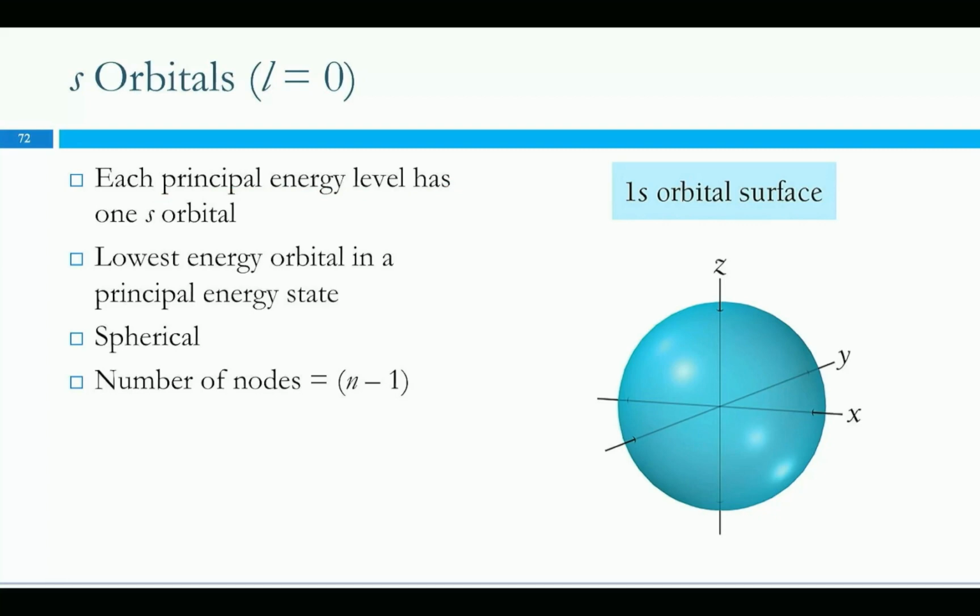Basically spheres. And then the number of nodes, radial nodes, which is the only kind that s orbitals have, is going to be n minus 1. So n, again, being the principal quantum number. So our s orbital at n equals 1 will have 0 nodes. At n equals 2, we'll have 2 nodes. N equals 3, we'll have 3 nodes.